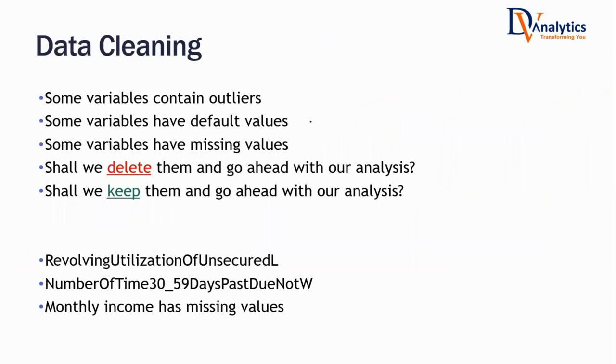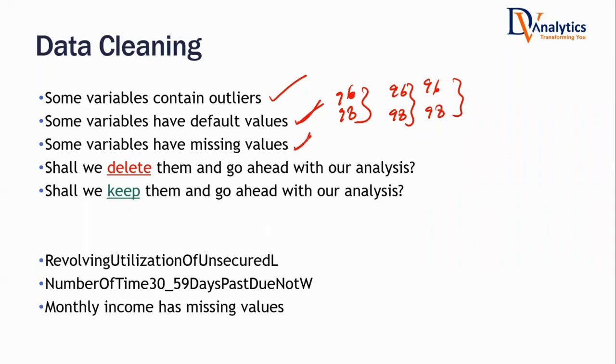Now, some variables contain outliers. Have you observed them already? Some variables have default values: 96, 98, 96, 98. Are they coming everywhere? Yes, sir. Instead of keeping 0 or some value, they are keeping 96, 98. Sometimes you have some codes. 96 means DC, the disconnected card, or something like that.